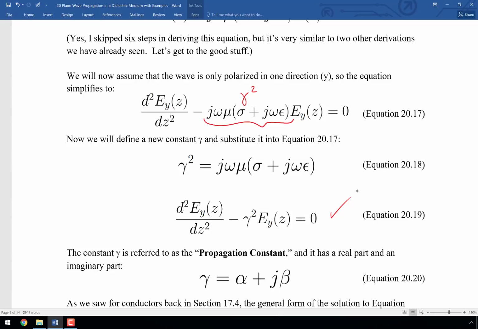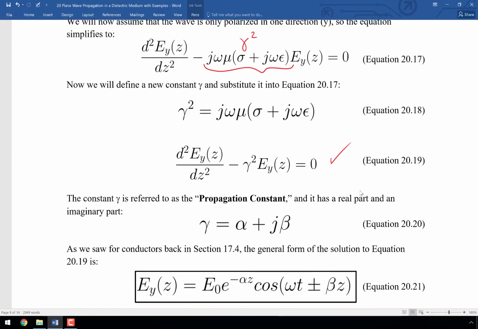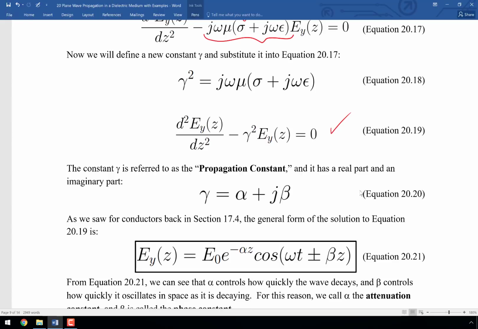This gamma, we didn't give it a name the first time that we saw it, but it is known as the propagation constant. The propagation constant has a real part and an imaginary part. You look up here and there's an imaginary number there, but there are also real numbers floating around, so it's going to have both a real and an imaginary part. We're going to refer to alpha as the attenuation constant, and beta as the phase constant.